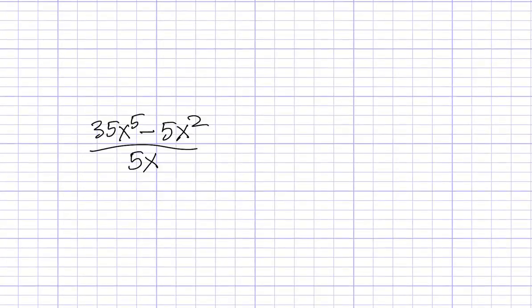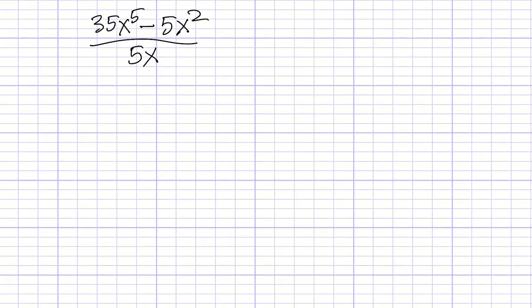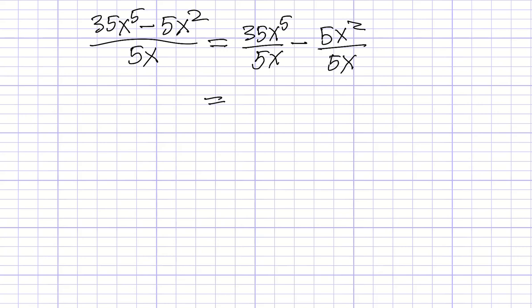So let's go to the next one. This is the next one right there. So you can write that. I'm gonna go clearly. That way you can see what I'm doing. 35x raised to power 5 over 5x, minus 5x squared over 5x. You see that, right? Now I can write this. Check this out. It's up to you any way you want to do it, man.